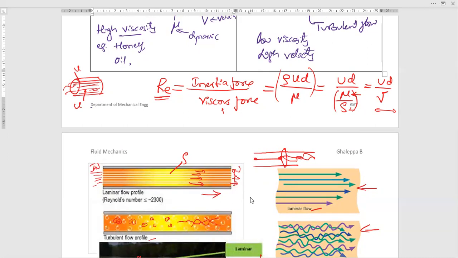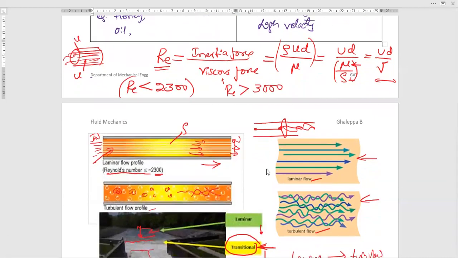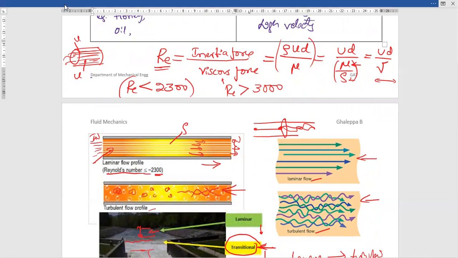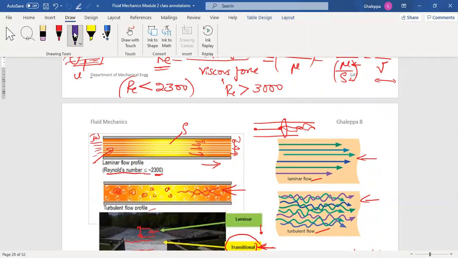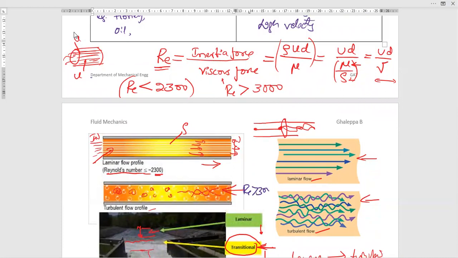The Reynolds number tells whether the flow is laminar or turbulent. If the value of the Reynolds number is less than or equal to 2300, it is called laminar flow. If the Reynolds number is more than 3000, then the type of flow is turbulent flow.